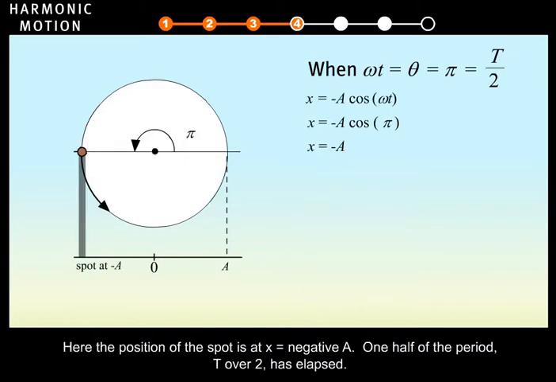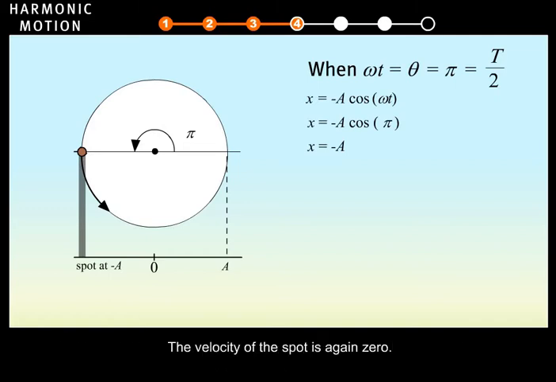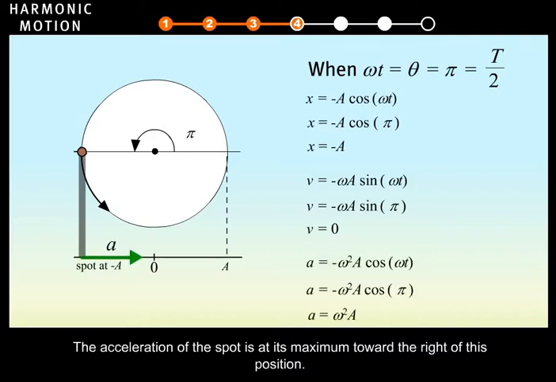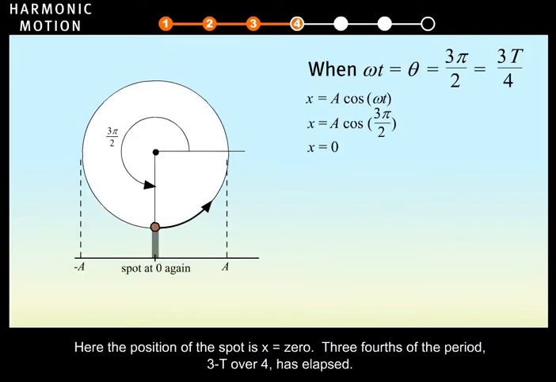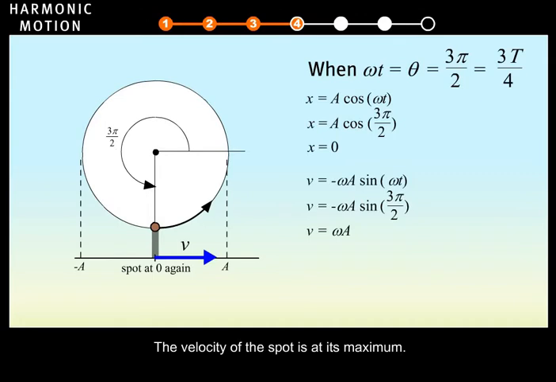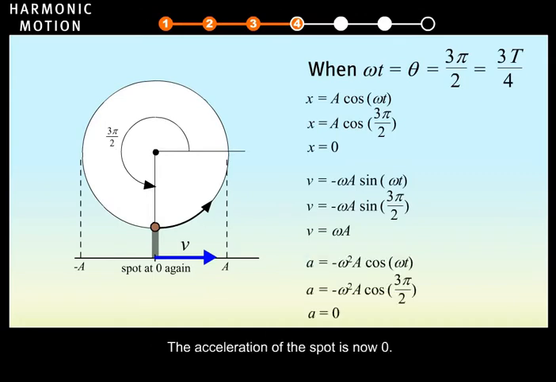Here, the position of the spot is at x equals negative a. 1/2 of the period, T over 2, has elapsed. The velocity of the spot is again 0. The acceleration of the spot is at its maximum toward the right of this position. Here, the position of the spot is x equals 0. 3/4 of the period, 3T over 4, has elapsed. The velocity of the spot is at its maximum. The acceleration of the spot is now 0.